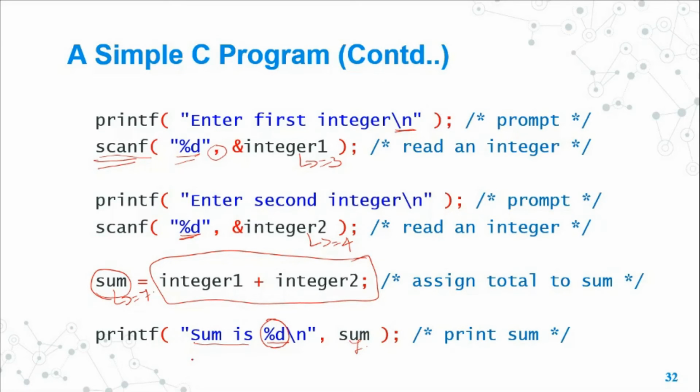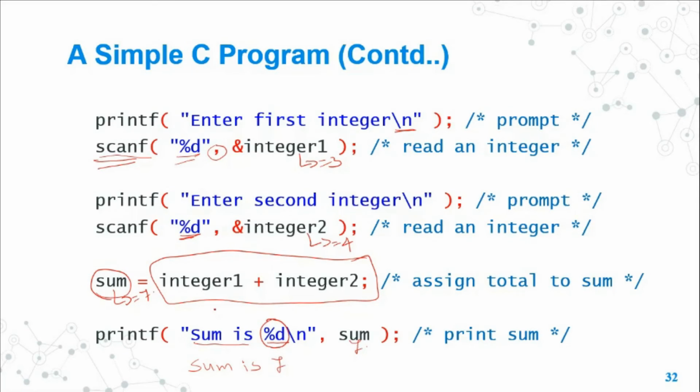So what will be displayed is "sum is 7". This message will be displayed because this %d is replaced with the value of sum. Then there is a \n. The \n means it is taken to the next line. So that is this particular printf statement.